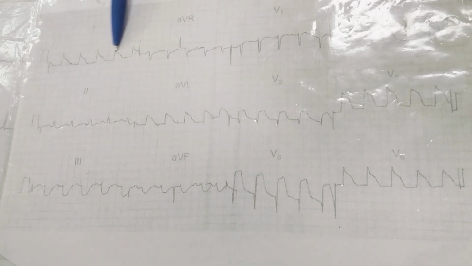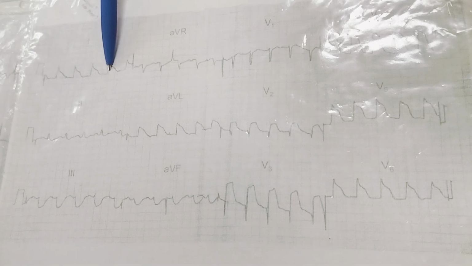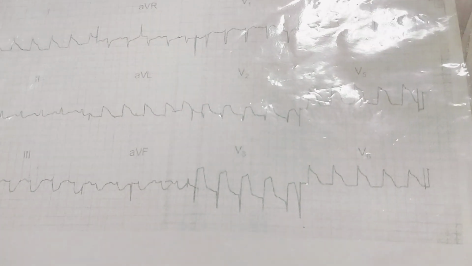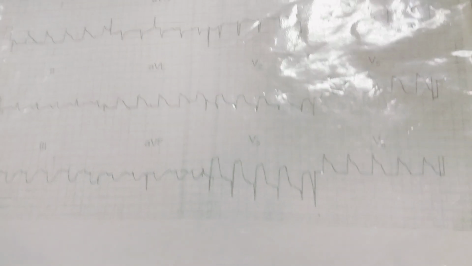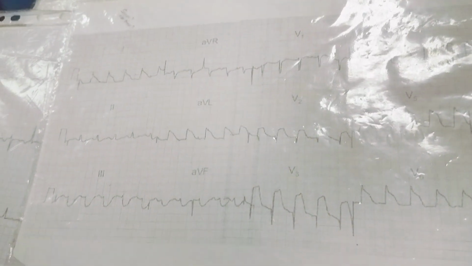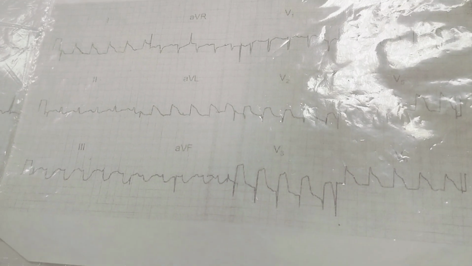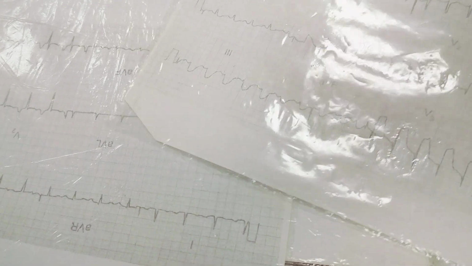Tachycardia with wide complexes is ventricular tachycardia. That's non-sinus, there's no P wave. Ventricular tachycardia is always non-sinus. The pacemaker is in the ventricle. We need to do CPR.